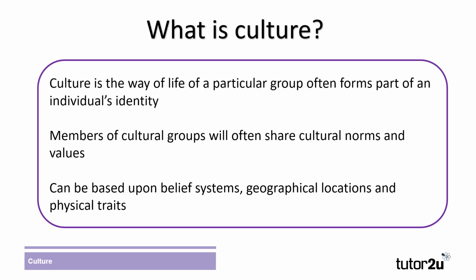The sociological definition of culture refers to the way of life of a particular group. Furthermore, it can be seen as being part of an individual's identity, who they are, how they act, and how they think. Culture is what shapes the norms and values of social groups, and members of different social groups will often share similar cultural norms and values. These cultural norms and values can be shaped by many different social factors, such as social class, geographical locality, or belief in a common religion.